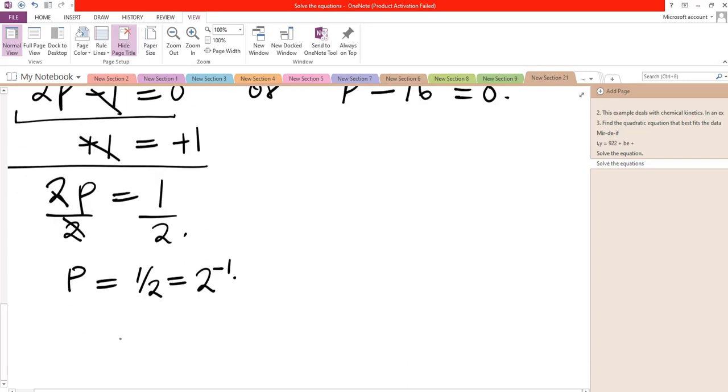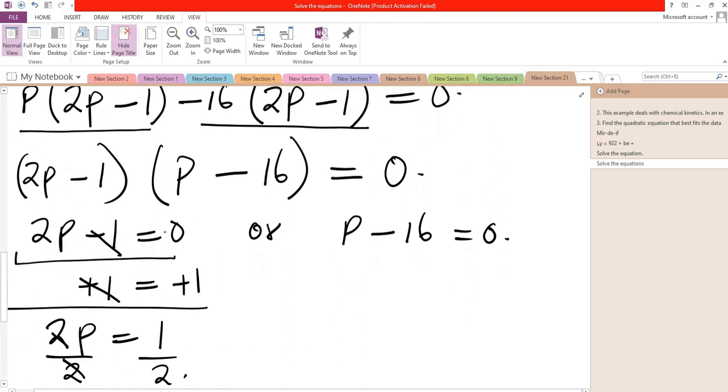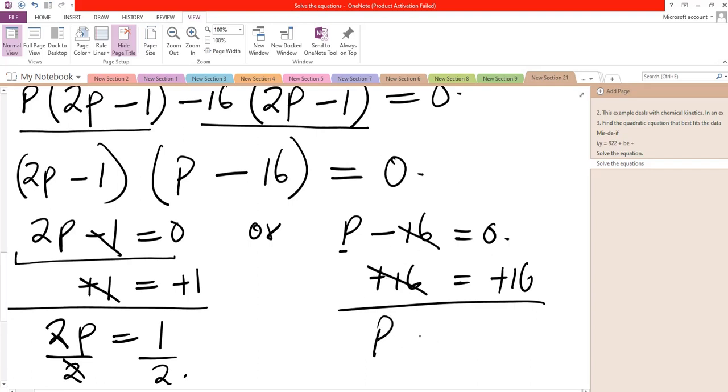From our assumption, p is the same thing as 2 raised to the power x, which is equal to 2 raised to the power minus 1. Since the bases are the same, you equate the powers. So x is equal to minus 1. So we have gotten x in the first expression. Now the second expression: for me to isolate p, I will add plus 16 to both sides. The minus 16 will cancel out plus 16. At the left hand side, I'm left with p, which is equal to 16.